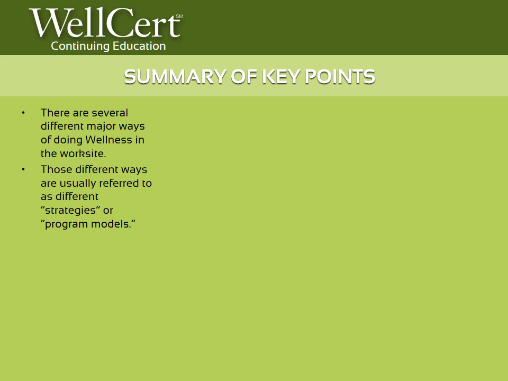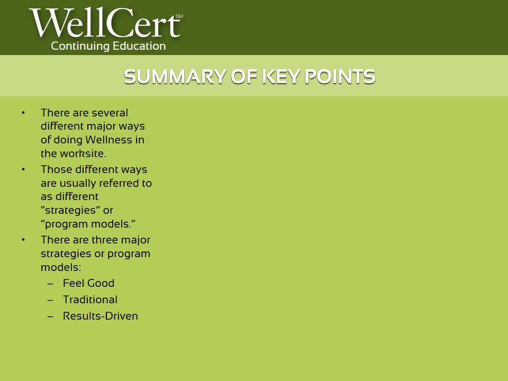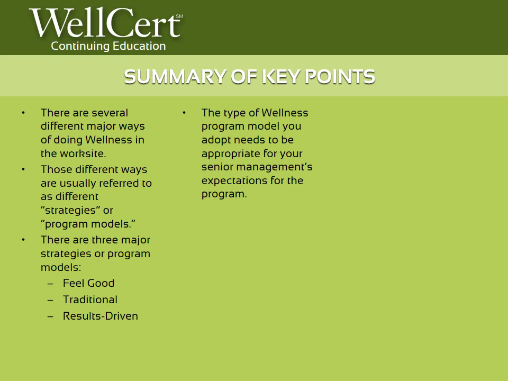Those different ways are usually referred to as different strategies or program models. And there are three major strategies or program models that we choose from: the feel-good model, the traditional wellness program model, and the results-driven model. The type of wellness program model you adopt needs to be appropriate for your senior management's expectations for the program. And that's one of the major reasons why we talk about three different ways of doing wellness.